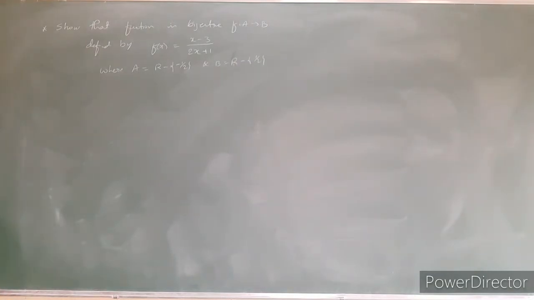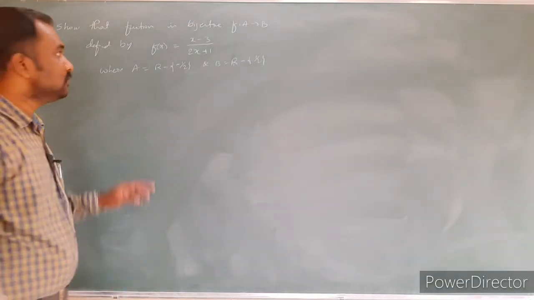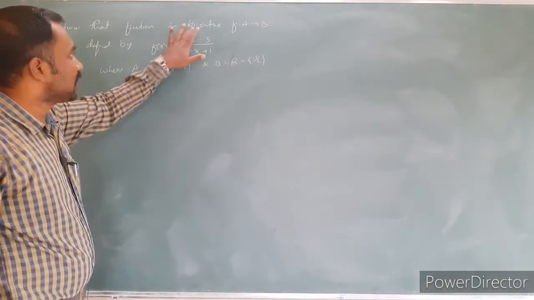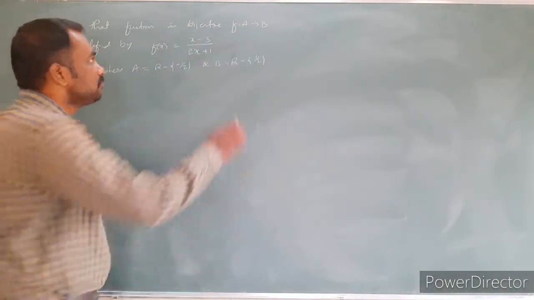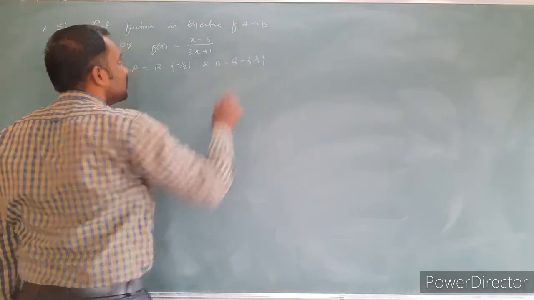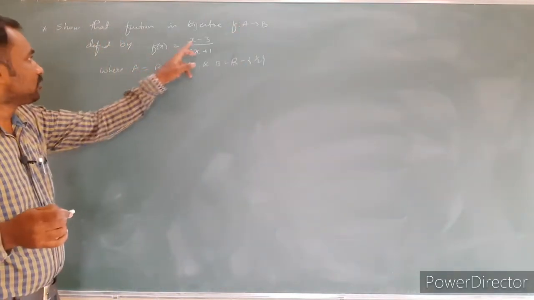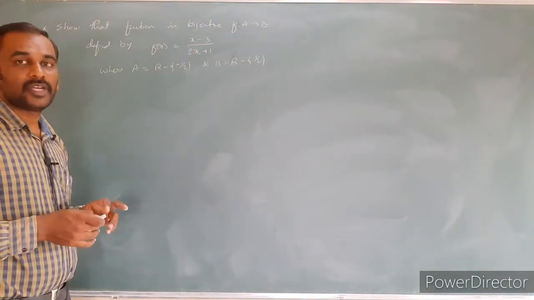Now, what we need to do here, we are required to show that it is a bijective function. f is defined from set A to set B, defined by f of x is equal to x minus 3 divided by 2x plus 1.